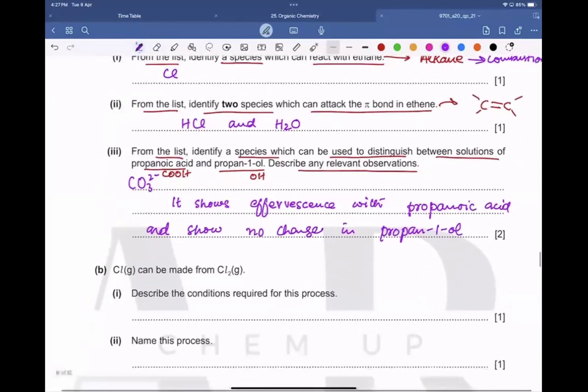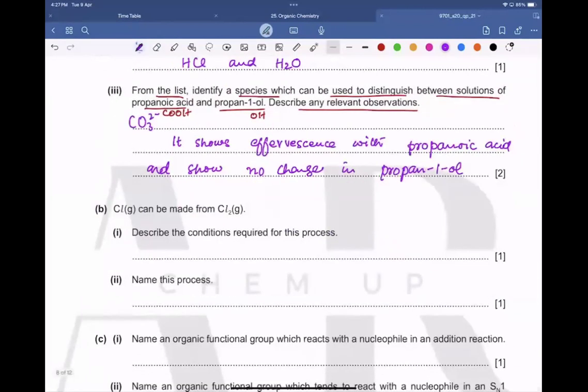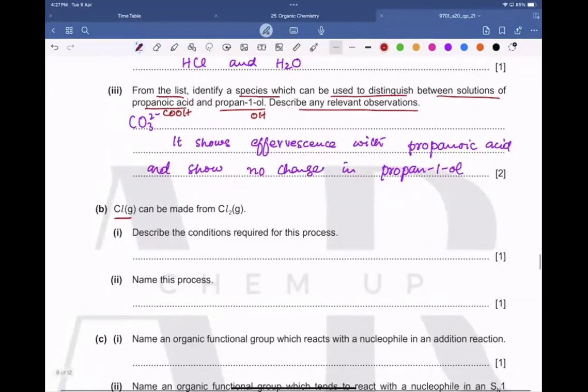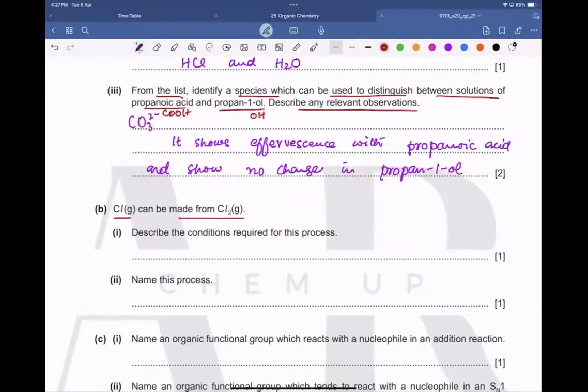Now, chlorine atom, it's an atom, right? It can be made from a chlorine molecule. Both are gases. Yes, very good. Hadi, describe the conditions required for this process. So if we have to break the atoms from the molecule, yes, very good, Hassan and Hadi, we need a UV light.